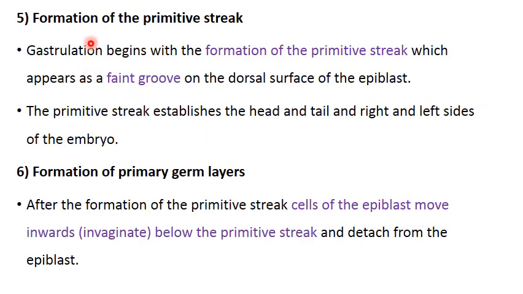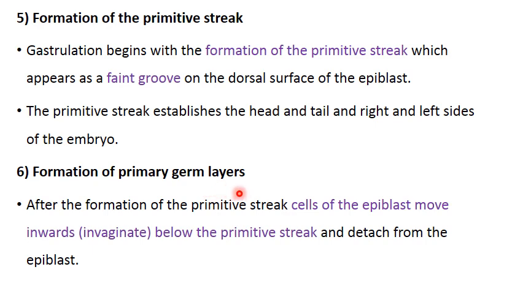Next step, now this is the beginning of gastrulation in a way, that is formation of the primitive streak. So gastrulation will begin with the formation of a primitive streak. And what is a primitive streak? A faint groove, a faint depression on the dorsal surface of the epiblast. And this primitive streak is important because it will establish what will be the head part of the embryo, what will be the tail, and what will be the right and the left sides of it. After the formation of the primitive streak will begin the formation of the primary germ layers.